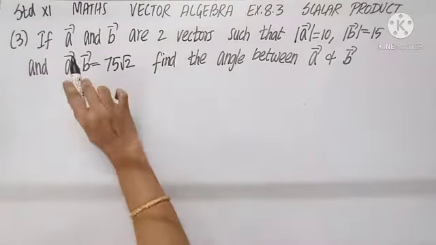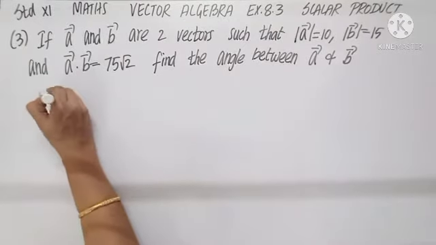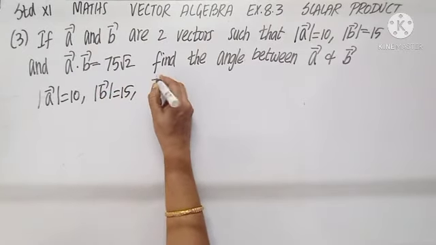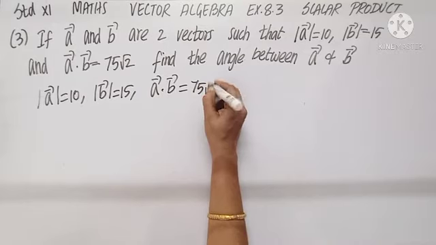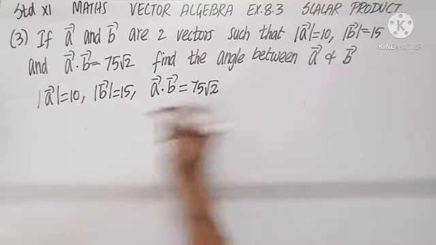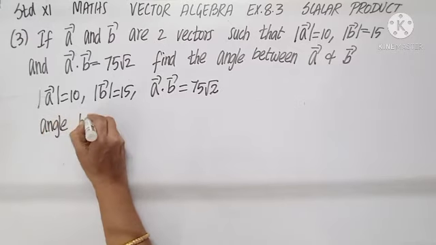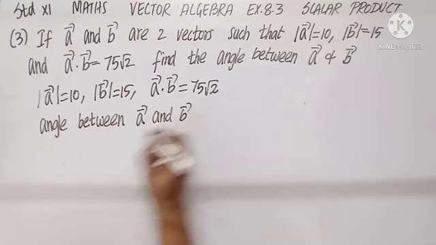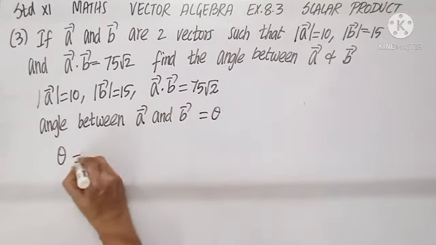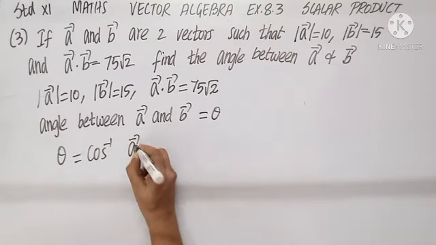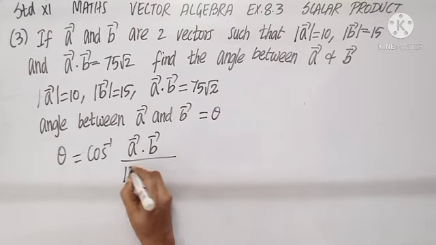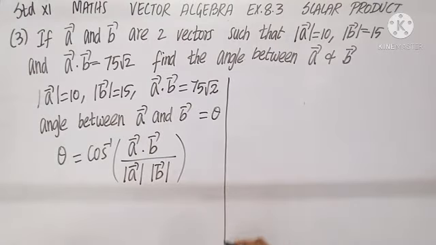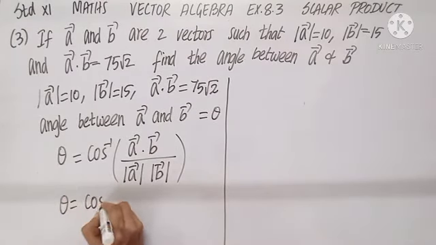Question number 3. If A and B are two vectors such that mod A equals 10, mod B equals 15, A vector dot B vector is 75 into root 2, we need to find the angle between A and B. What is the formula for angle between A vector and B vector? We call it theta. Theta equals cos inverse A vector dot B vector by mod A vector mod B vector. As we substitute in the formula, we get theta equals cos inverse.